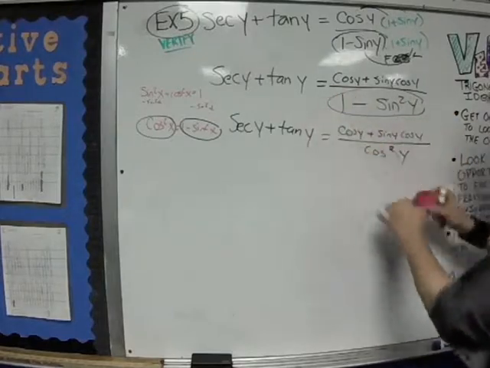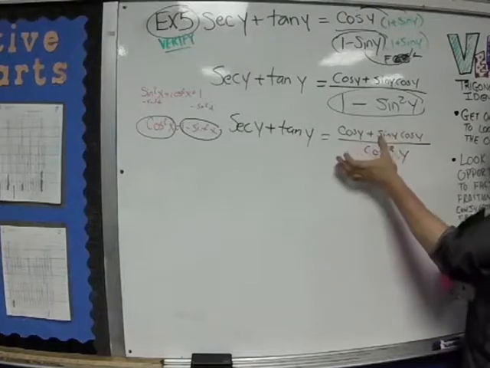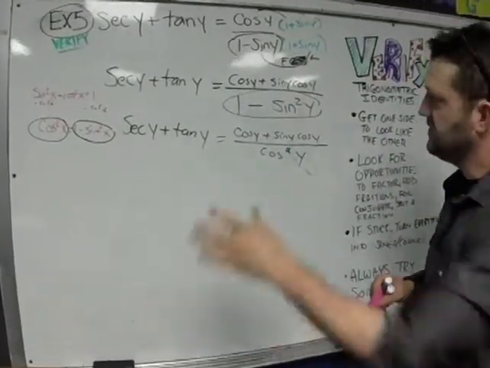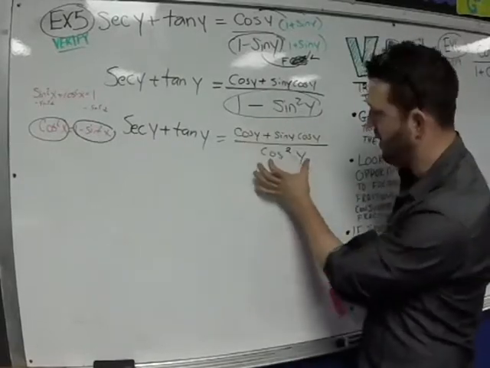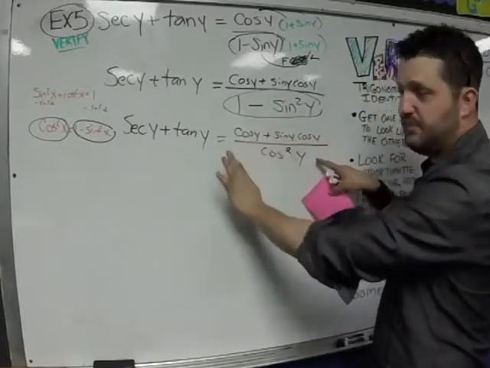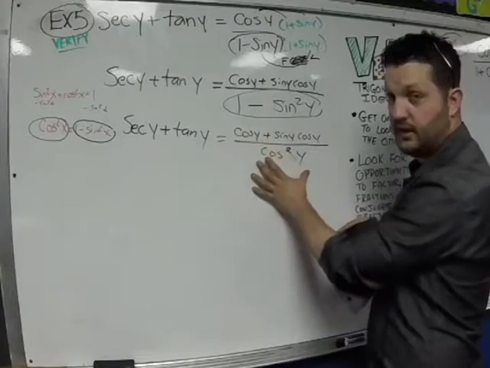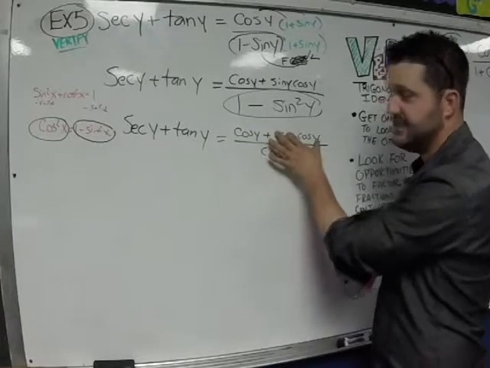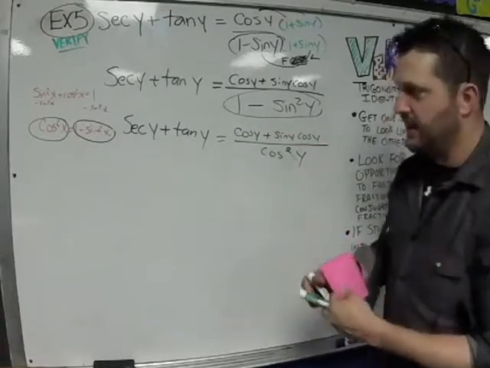But what I can do, if you ever have a fraction, and you have 2 pieces on top and 1 piece on bottom, you can split it so that you have this piece over cosine squared y plus this piece over cosine squared y. It would be like this.